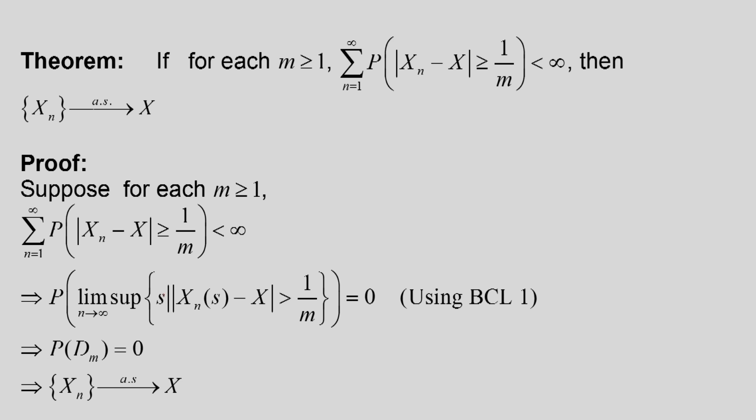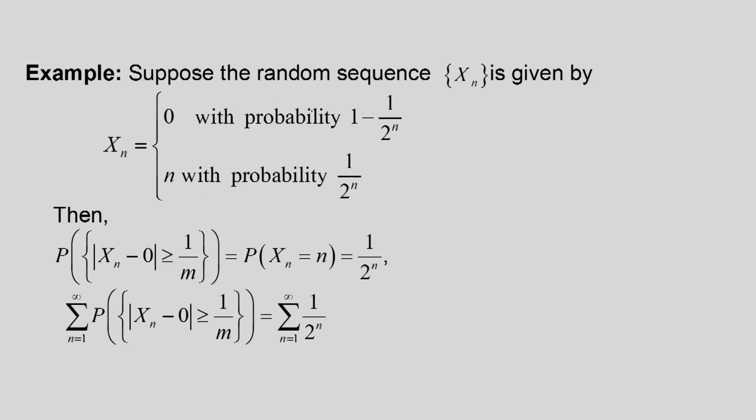But this is a sufficient condition. Unlike the probability of Dm being equal to 0, which is a necessary and sufficient condition, this is a sufficient condition only. We shall consider one example.